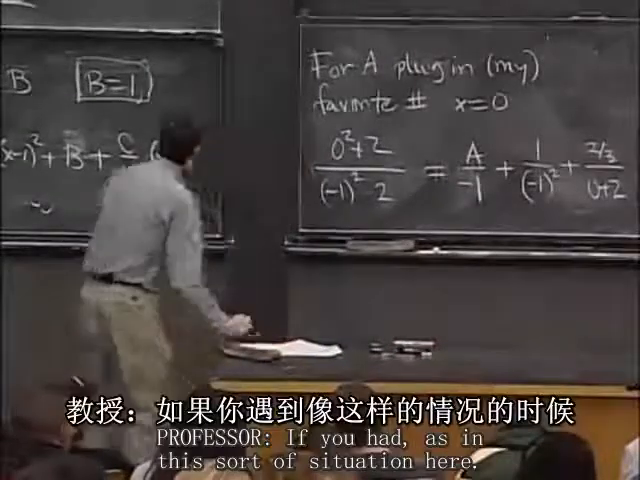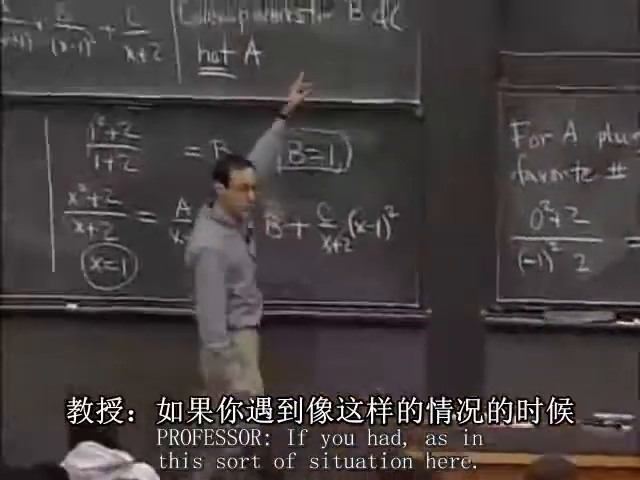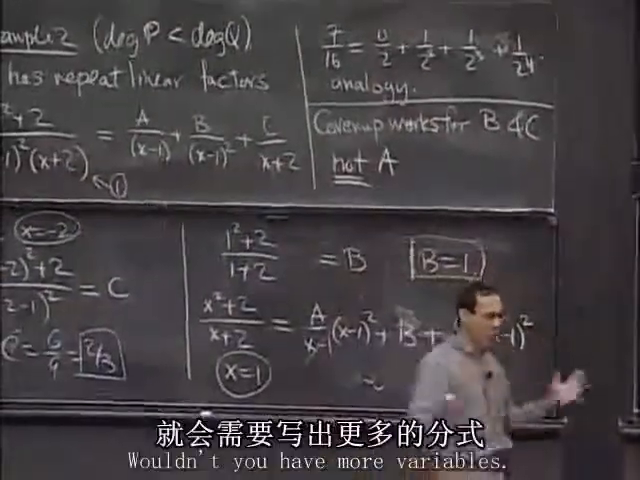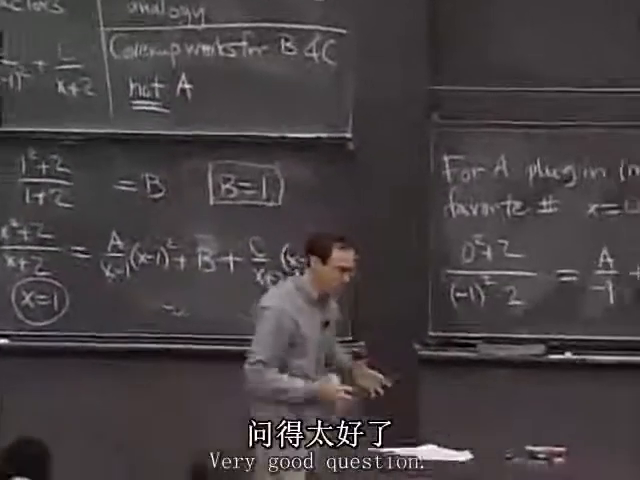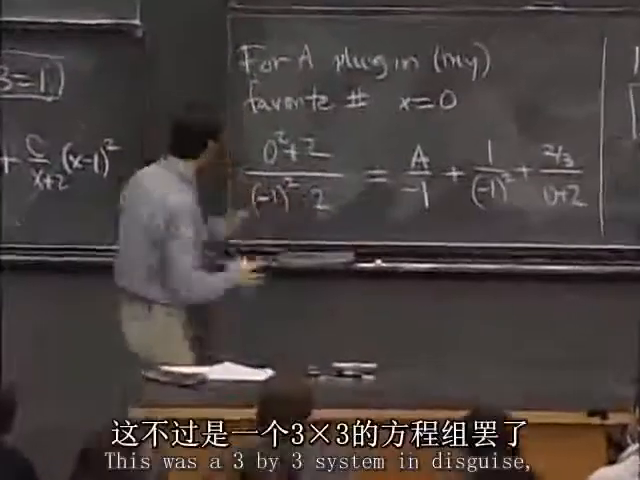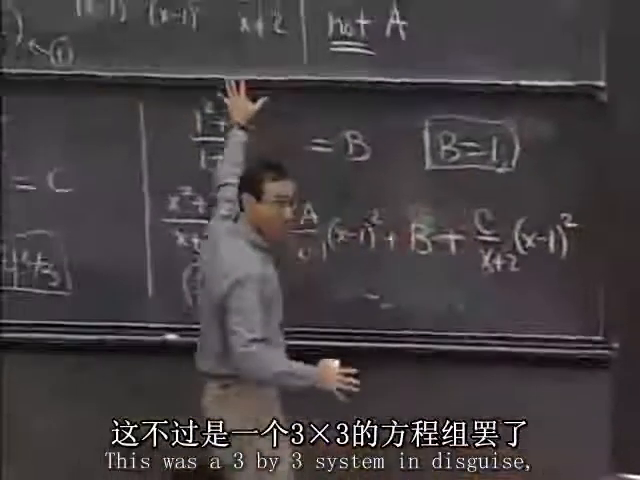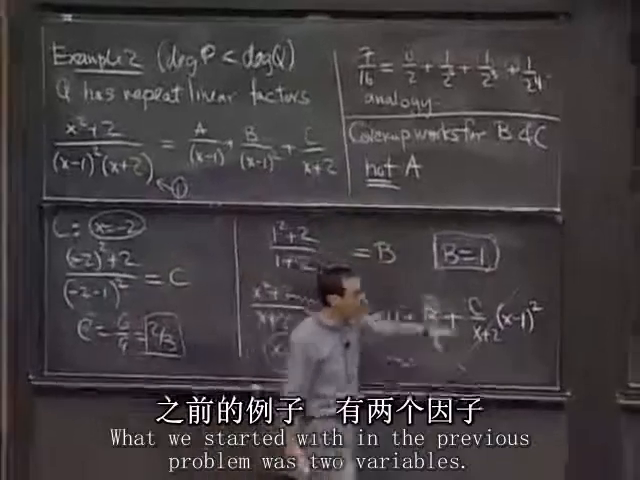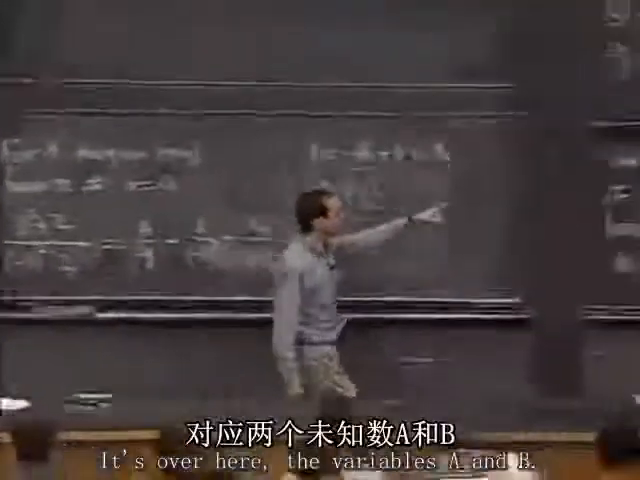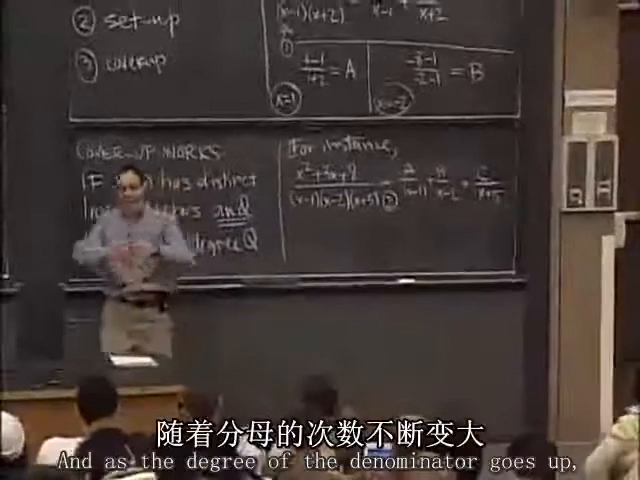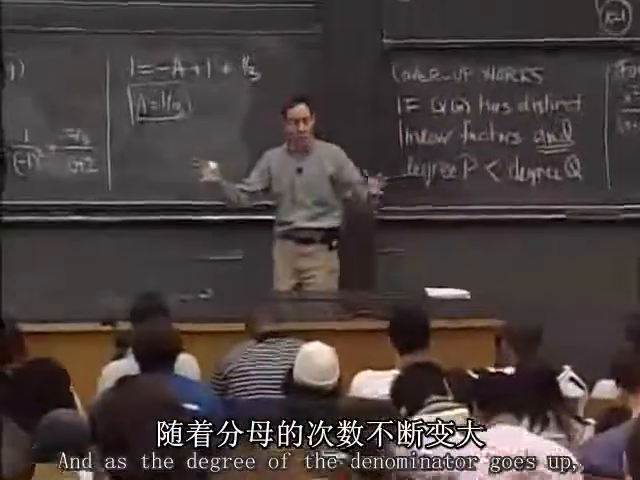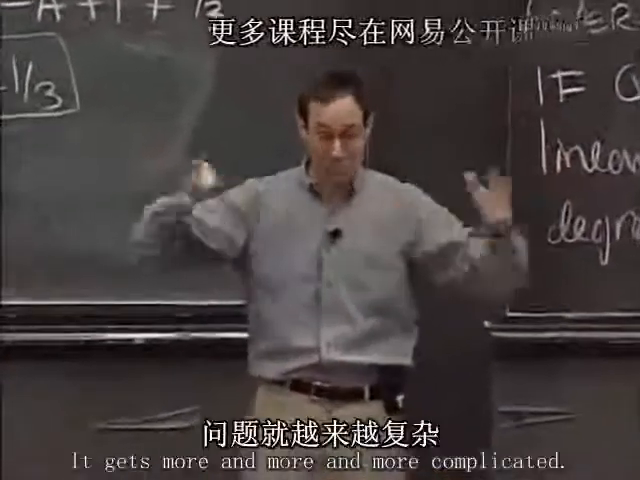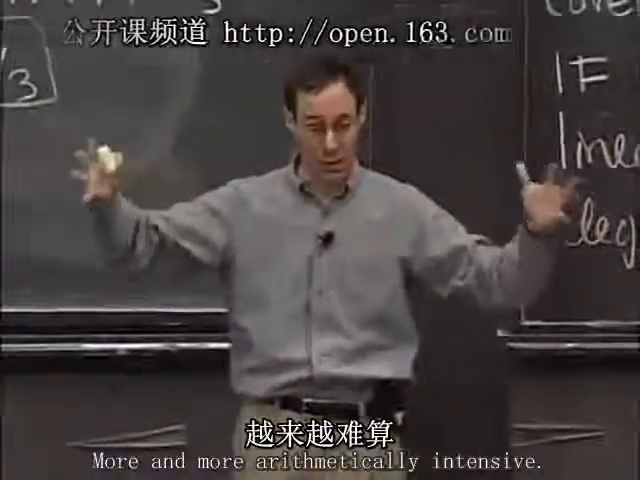If you had, as in this sort of situation here, more powers, wouldn't you have more variables? Very good question. That's absolutely right. This was a 3 by 3 system in disguise for these three unknowns, A, B, and C. What we started with in the previous problem was two variables. It's over here, the variables a and b. And as the degree of the denominator goes up, the number of variables goes up. It gets more and more complicated, more and more arithmetically intensive.